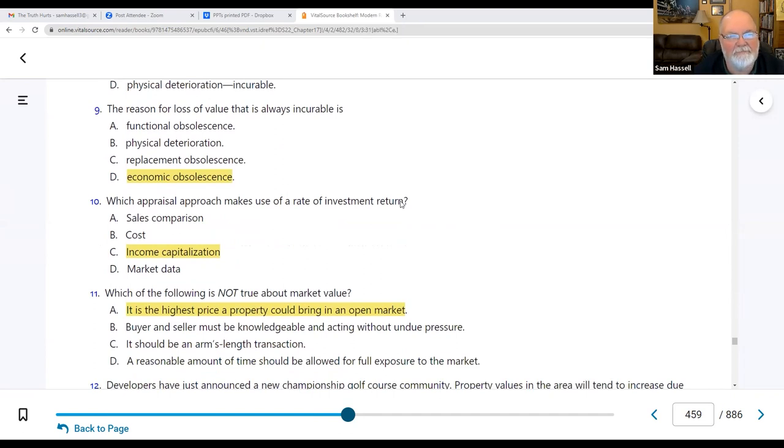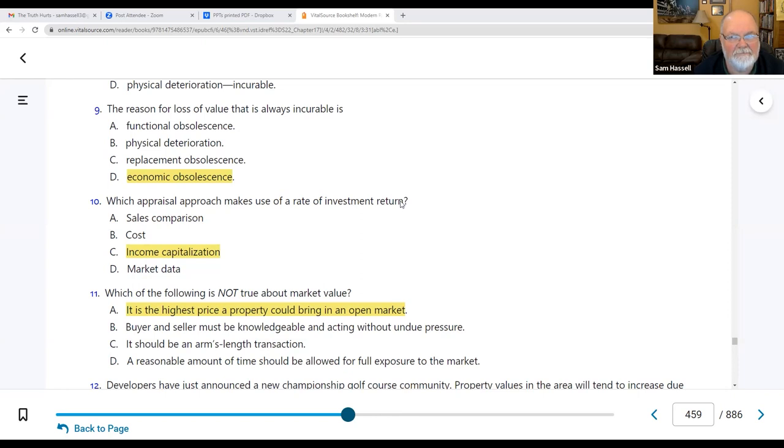Number nine, the reason for loss of value that is always incurable is economic obsolescence, right? I can't do anything about the changing community. Those things are, you know, the changing tax structure. Maybe they built an airport next to my farm property. Anything else like that? I can't change that. So it's incurable.